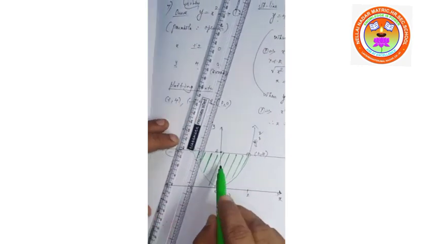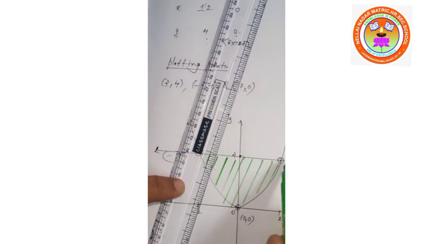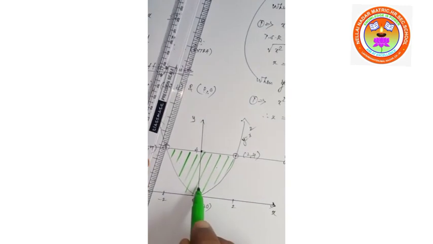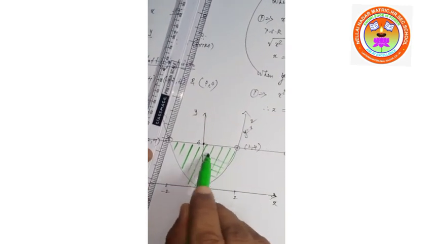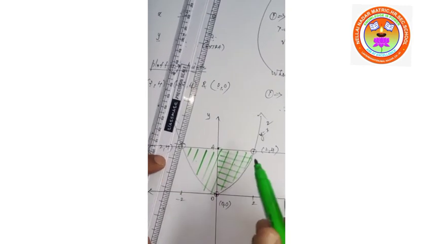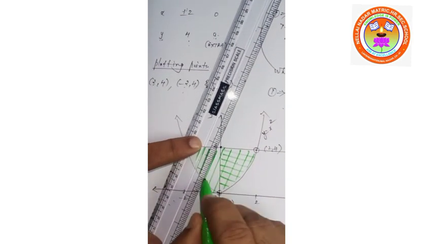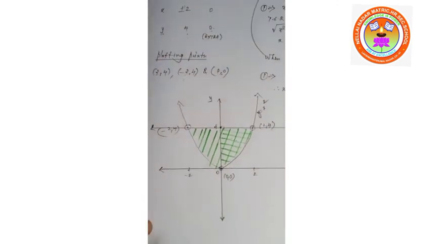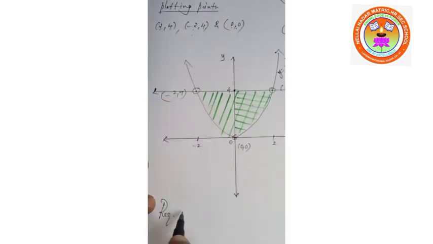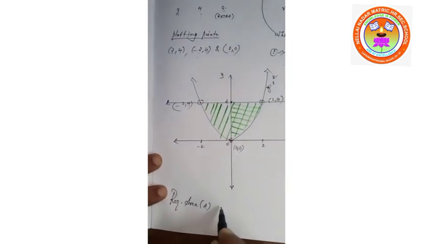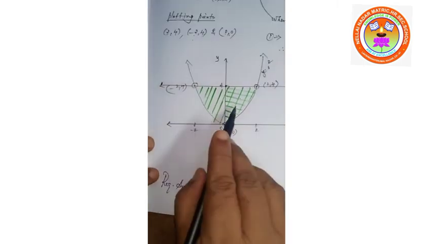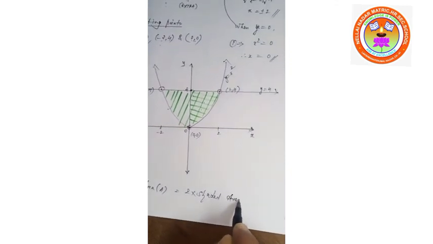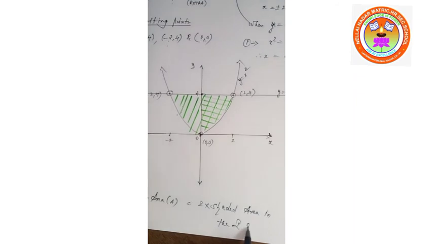Particularly, the area in the first quadrant is the same as the area in the second quadrant. So I am going to find the area in the first quadrant, then we can multiply it by 2 because it is the same area. Listen, the required area equals 2 into the shaded area in the first quadrant.